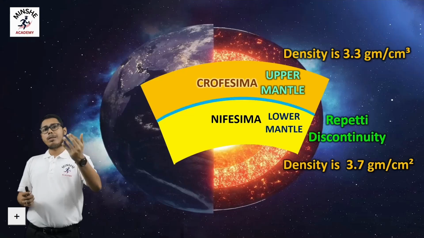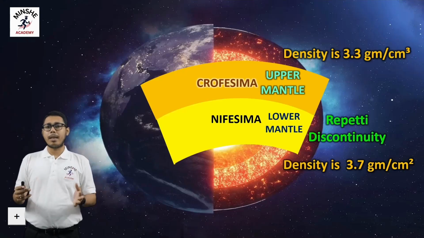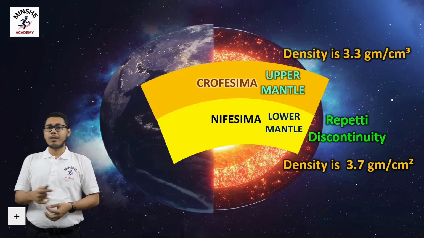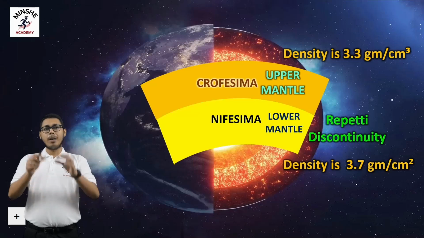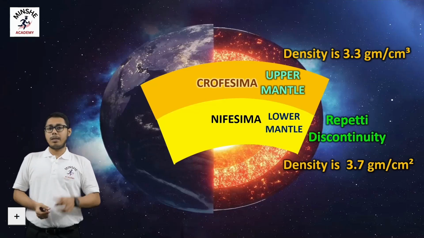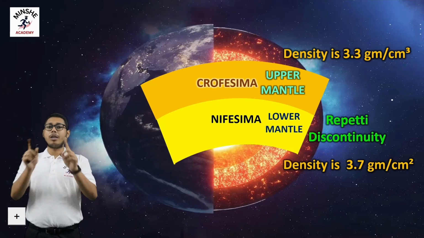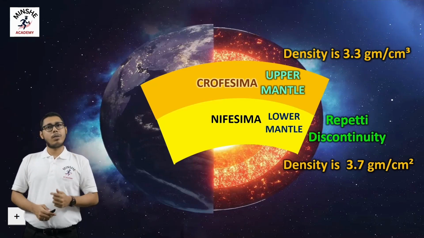And here you can see there is a slight difference in the composition. Majorly it's the same. You will learn about the presence of olivine and pyroxene rocks. But a slight difference is there. There is a difference in density, which is marked by a discontinuity known as the Repetti discontinuity.